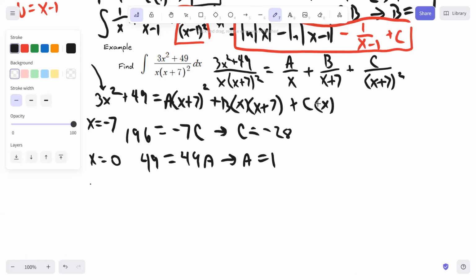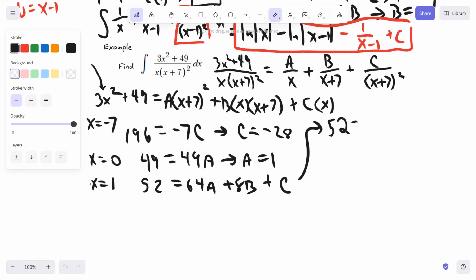There are no other simple strategic values, but if I pick x equals 1, it's simple to plug in. You would have 3 times 1 squared plus 49, which is 52, equals (1 plus 7) squared would be 64a, and then you would have plus 8b plus c. I already know that a is 1 and c is negative 28, so this would become 52 equals 64 plus 8b minus 28. If you solve that down, you would get b equals 2.